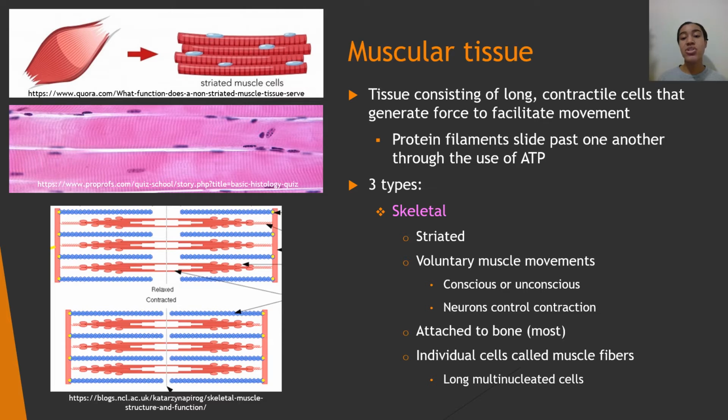Then we also have your muscular tissue. Muscular tissue is composed of long contractile cells that have protein filaments in them. The protein filaments slide past one another, and when they do, they generate a force that results in movement. We're not going to go through how muscles contract in a whole bunch of detail, but I did want to cover some basics so everybody understands the general gist of what's happening when muscles contract.